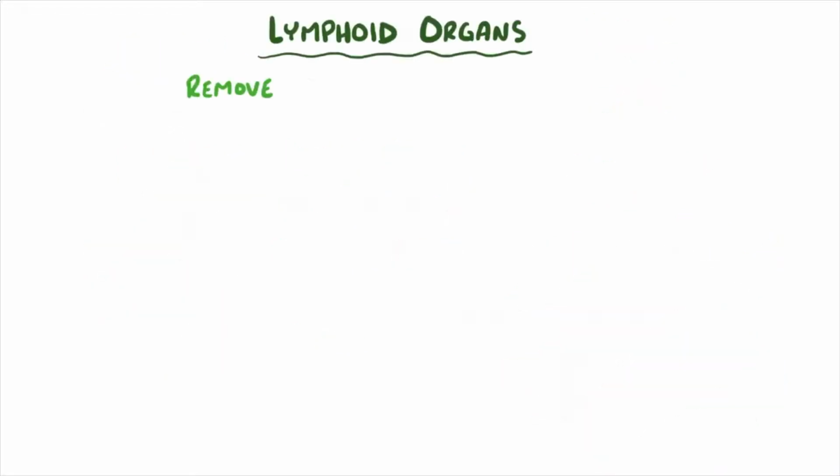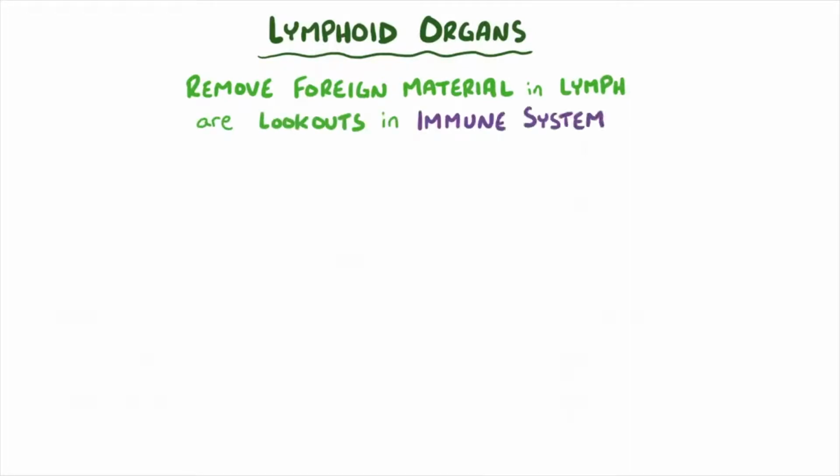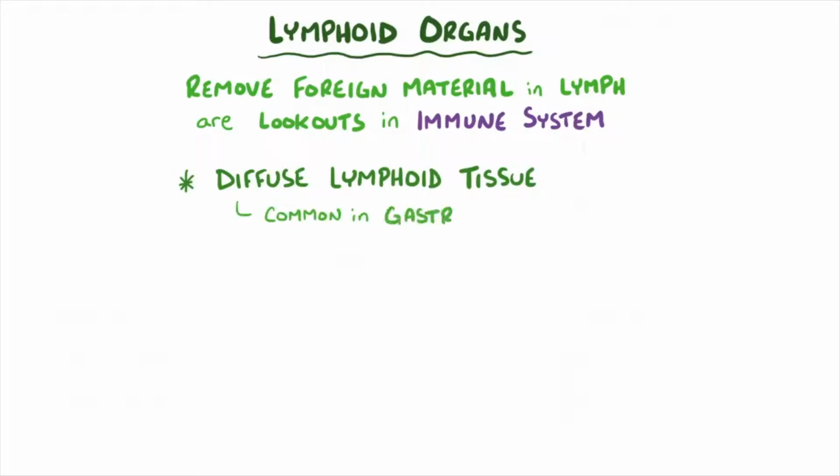Lymphoid organs remove foreign material from the lymph to keep it from entering the bloodstream, and act as lookout points for the body's immune defenses. Some lymphoid organs are in the form of diffuse lymphoid tissue, where they're just a loose arrangement of lymphoid cells and protein, typically in the lining of the gastrointestinal and respiratory tract.